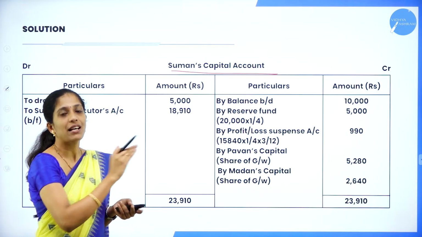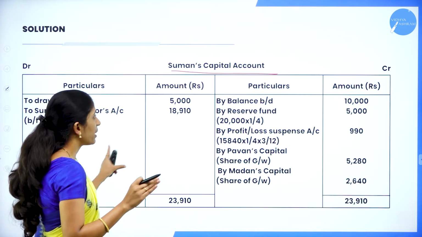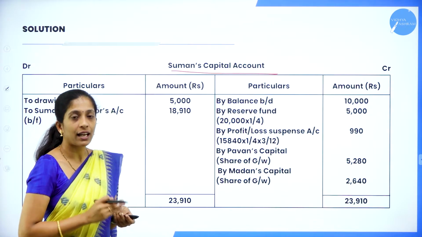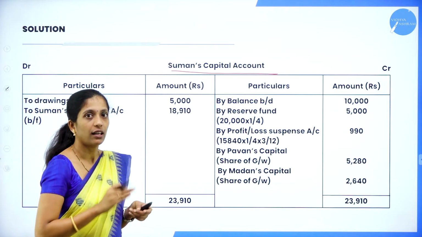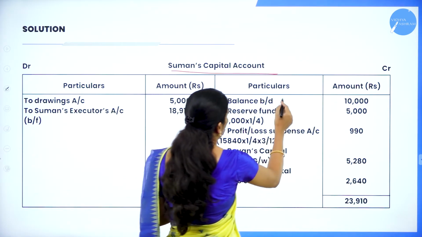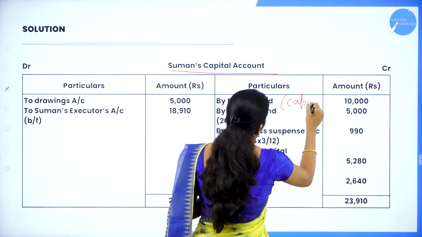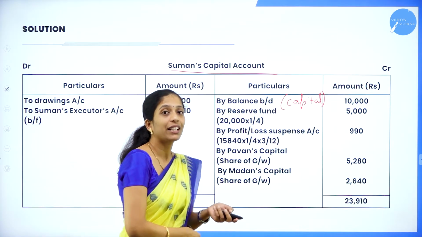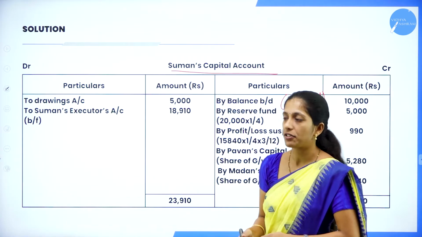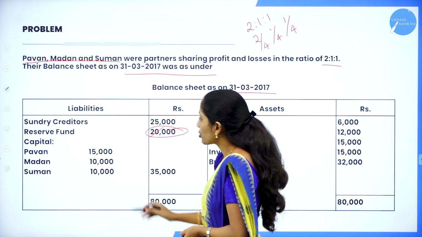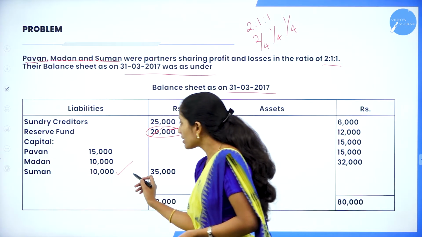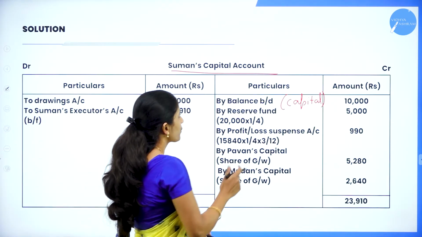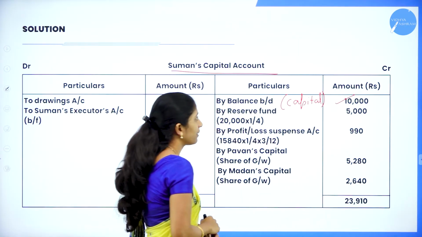We are having both debit as well as credit side. Under debit side particulars, amount. Under credit side also particulars and amount. Now first what we'll take? We'll take the capital of deceased partner. So how to take? By balance brought down. Capital will be given in the balance sheet because they have already given the balance sheet. So if you see the balance sheet, what is Suman's capital? 10,000. Now this 10,000 has to be taken as by balance brought down. So by balance brought down rupees 10,000.